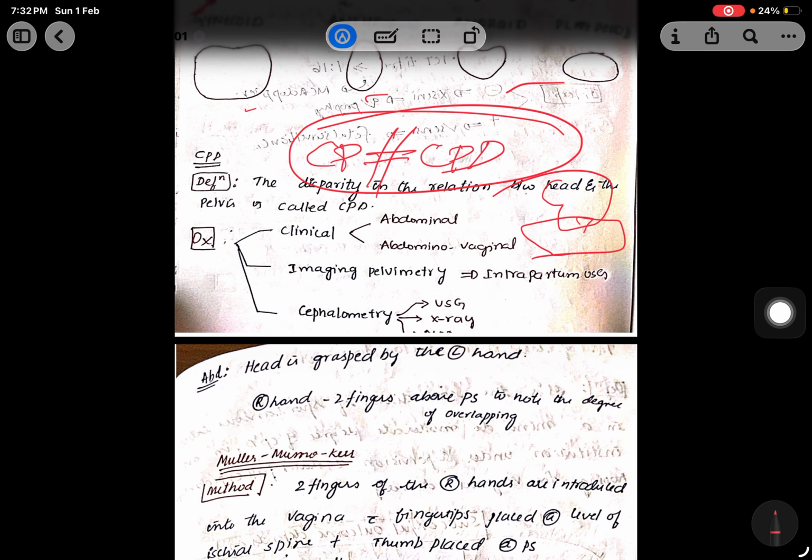Now you might have CPD, but in the next pregnancy you might not have it. But if CP is present, you can never attempt a vaginal delivery.